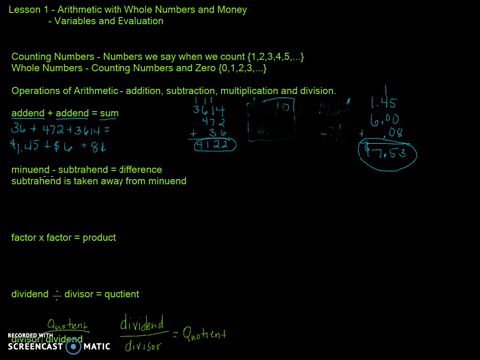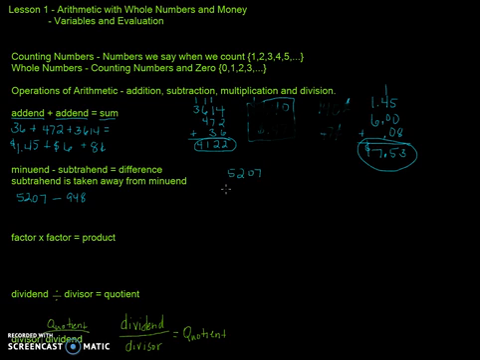Okay, let's move on to subtraction. Again, it's the minuend minus the subtrahend. So if we have 5,207 minus 948, that's going to equal the difference. The minuend's the first number.